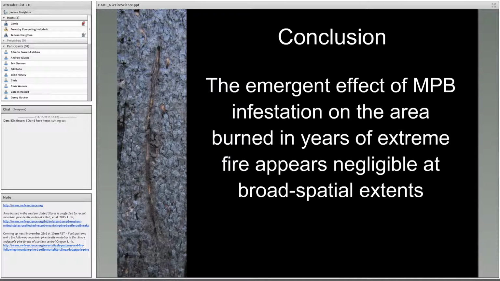So collectively, this paper suggests that the emergent effect of mountain pine beetle infestation on the area burned in years of these extreme fires, such as 2006, 2007, and 2012, appears to be negligible at these broad spatial extents. So while mountain pine beetles may alter fuels, and we've seen that in field data, and it may end up altering fire behavior, at this broad spatial scale, we don't actually see increased burning occurring in areas where there's mountain pine beetle infestation.